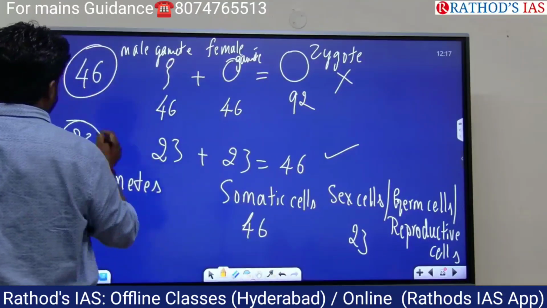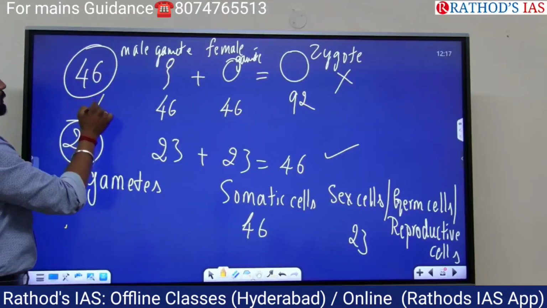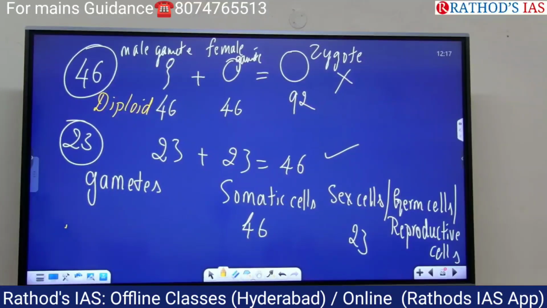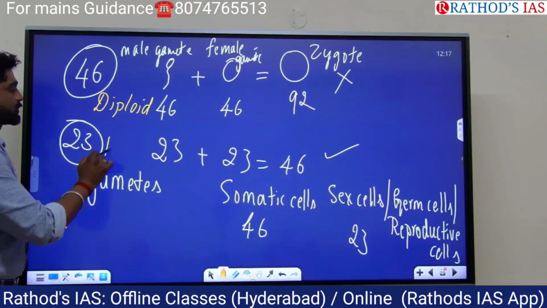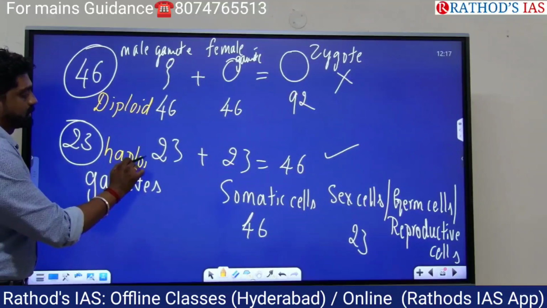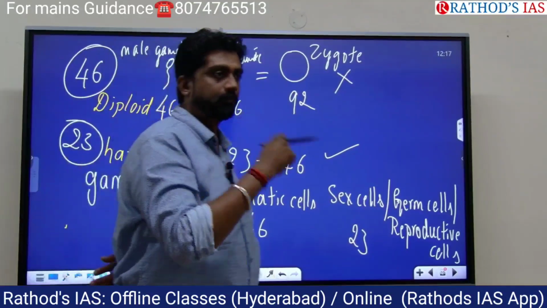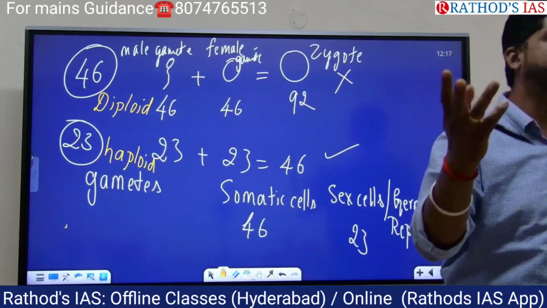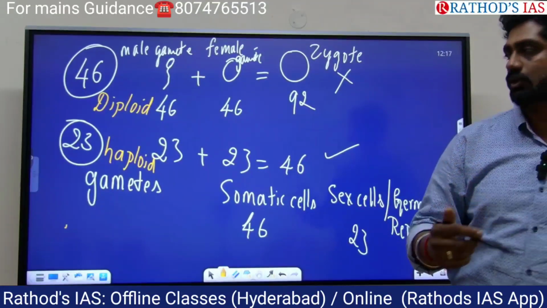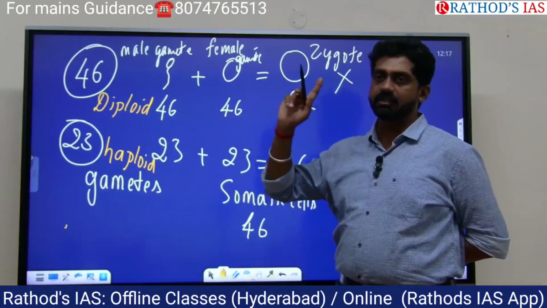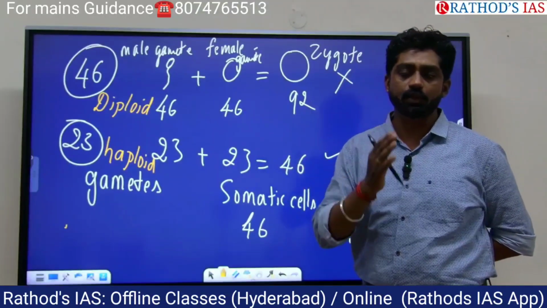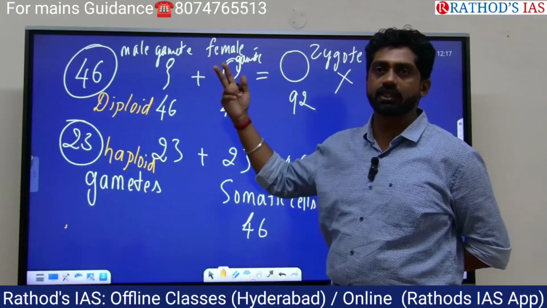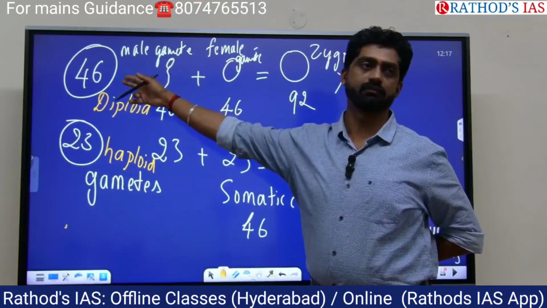Since it is two sets, such cells are called diploid. Since there is only one set, such a cell is called haploid. Such cells are called what? Haploid. Haploid means one. Two sets is called diploid. Three sets is called triploid. So haploid means what? One set, 23, that's all. It's 23 plus 23, two sets, diploid, or you can also call it 46 chromosomes.